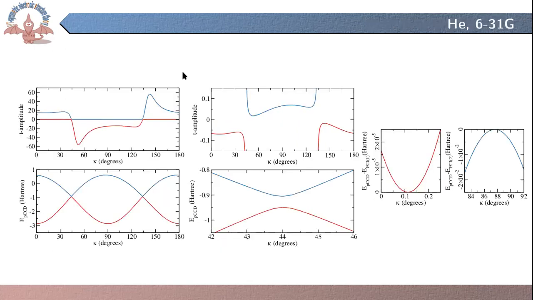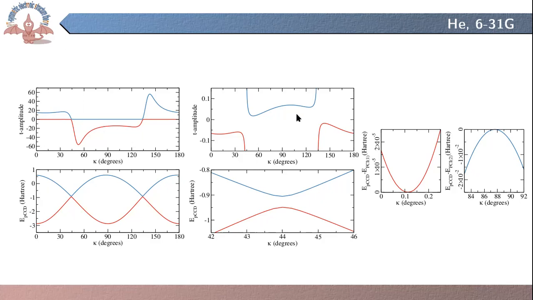So this picture here, the more you look at it, the more you learn. There are lots of interesting things to look at here, but on the left, I'm showing T amplitudes as a function of this single kappa parameter for the case of helium. It's a 2 electron system with this basis, you have 2 orbitals. And then on the bottom, I'm showing the energy, again as a function of kappa.